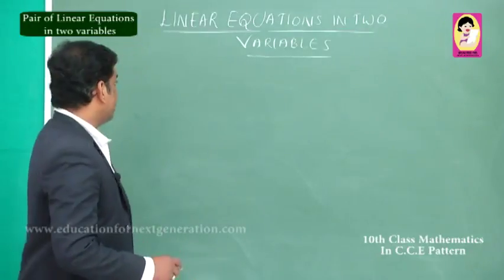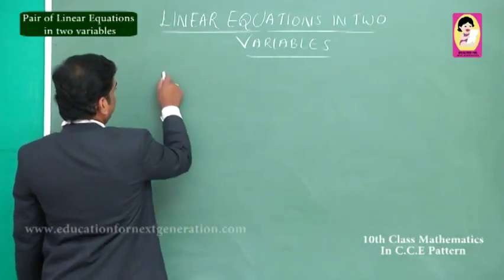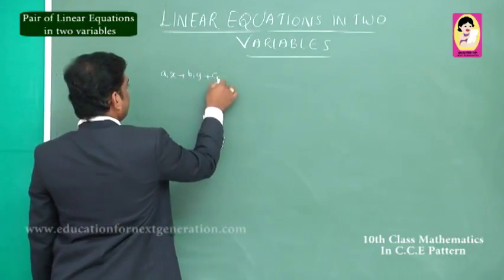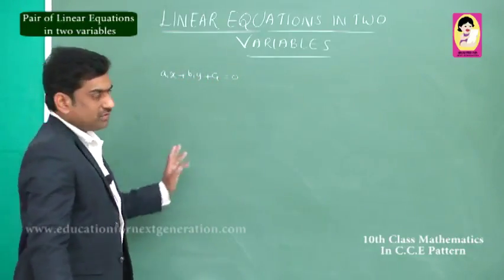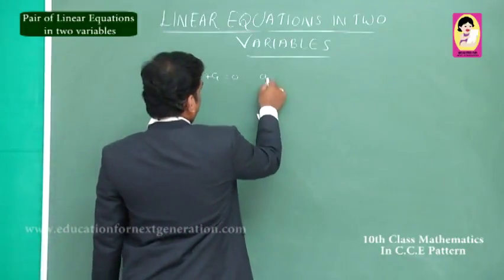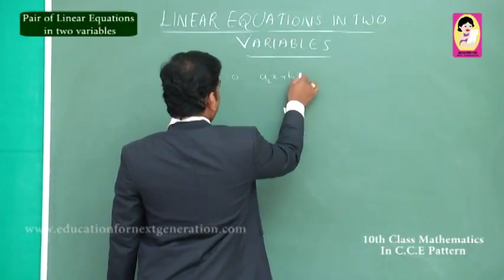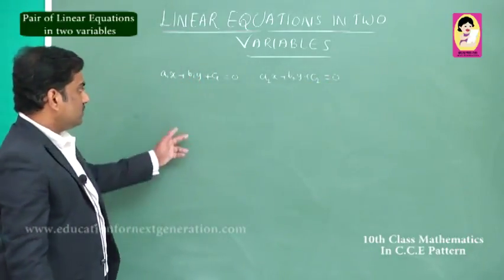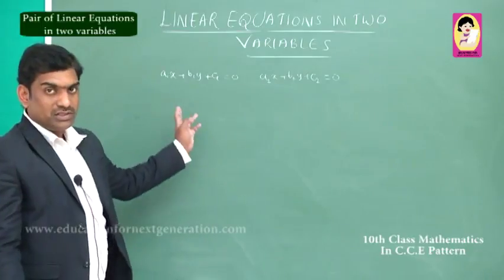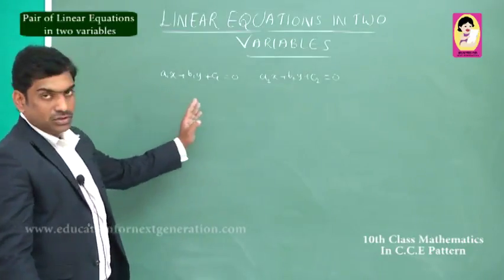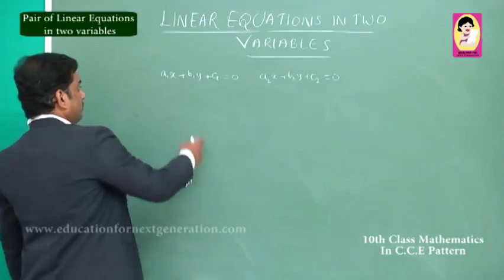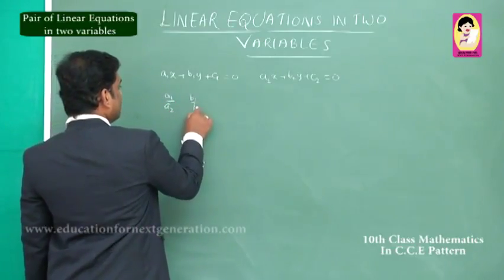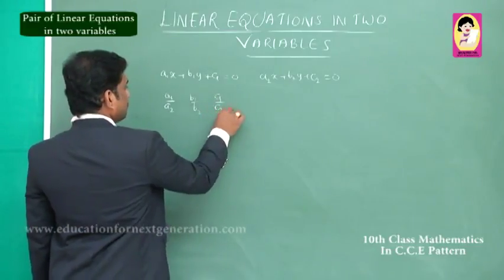Okay students, the general form of a linear equation I am writing as a1x plus b1y plus c1 equal to 0. This is one of the linear equations, and the next one is a2x plus b2y plus c2 equal to 0. This is the other linear equation. These are the linear equations in two variables. Now we have to check whether these two linear equations will have a solution or not. How do we check that? We will calculate the ratios a1 by a2, b1 by b2 and c1 by c2.